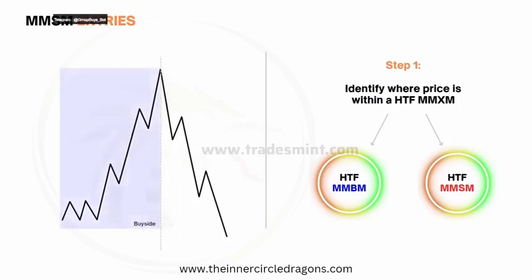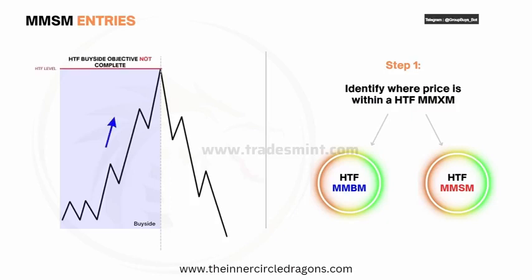Once you have established whether you are in a market maker buy model or a market maker sell model on the higher time frame, you then need to establish what side of the market maker model you are on. Are you on the buy side of the curve? And has the buy side objective not yet been completed? And therefore, do we have room to travel higher? Again, understanding market narrative here is incredibly important.